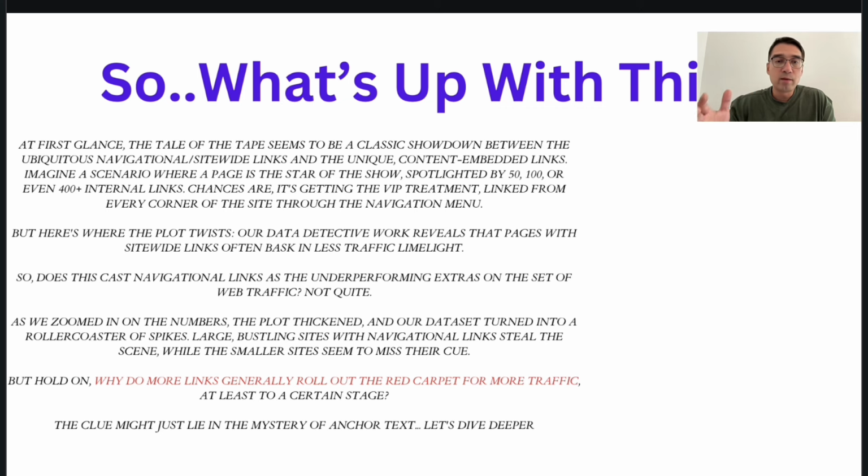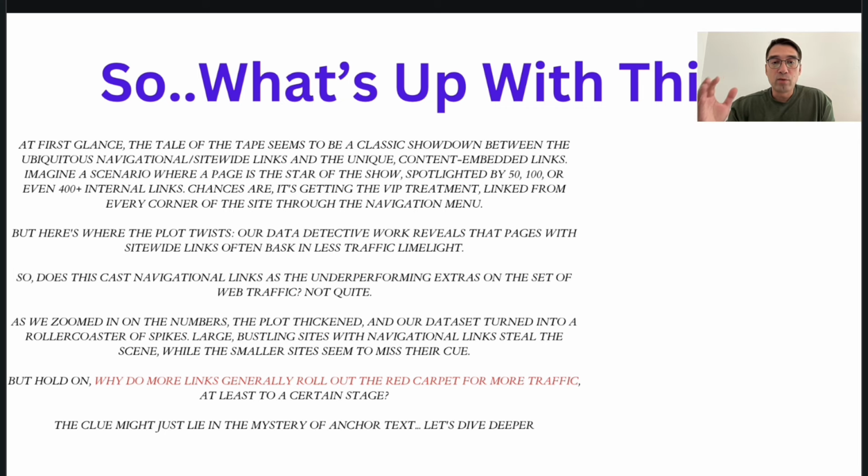When we zoomed into the numbers, the plot thickened, and our data set turned into a roller coaster of spikes. Large bustling sites with navigational links steal the scene, while smaller sites seem to miss their cue. The navigational links were only working best for large sites, and again, these large sites were mainly e-commerce stores. E-commerce stores with lots of site-wide links were doing far better than informational sites, because informational sites don't have as many pages as e-commerce stores, and as a result, don't have as many site-wide or navigational links.